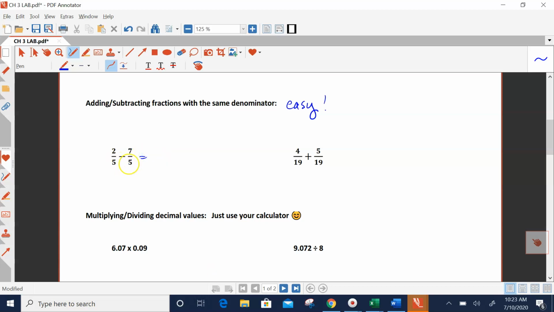So the common denominator is 5. I'm just going to take the 2 and subtract the 7 from it. So 2 minus 7 over 5 would be negative 5 over 5, which would turn out to be just a negative 1. Similarly, I could add fractions with the same denominator. I would have 4 plus 5 over the common denominator of 19, so we'd be looking at 9 over 19. Just recalling some of these facts that you may have forgotten about.